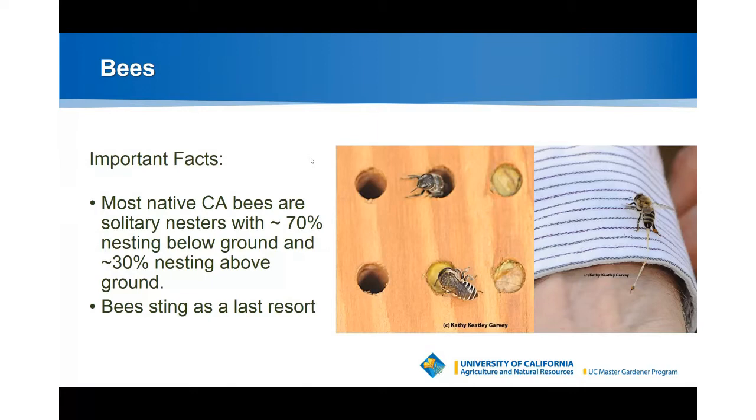70% of them, so most of them, dwell in the ground. And about 30% of them dwell above ground. And this will be an important thing to know as we talk about one of our 3 principles of bee gardening in just a slide or two.